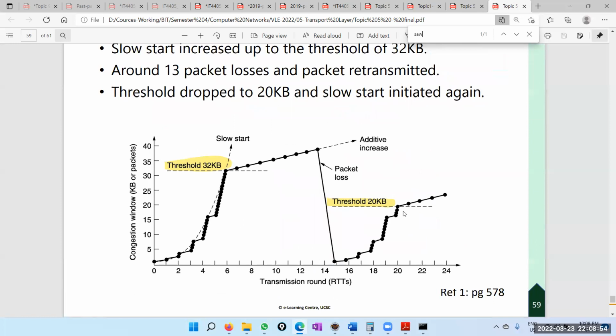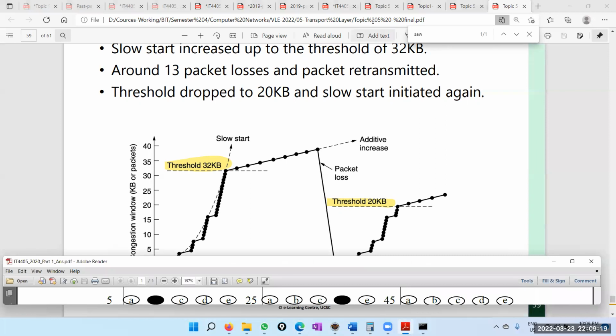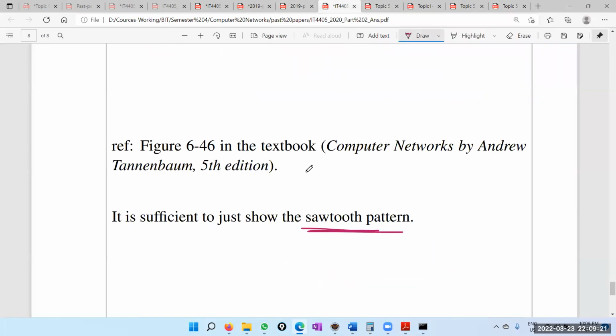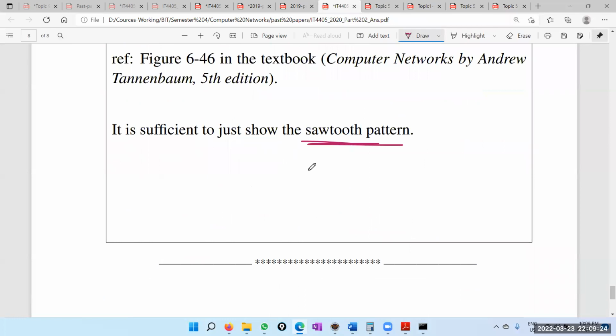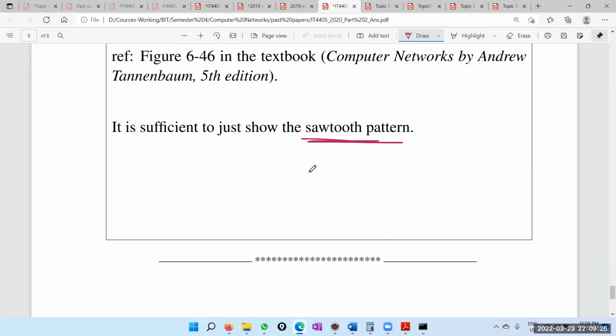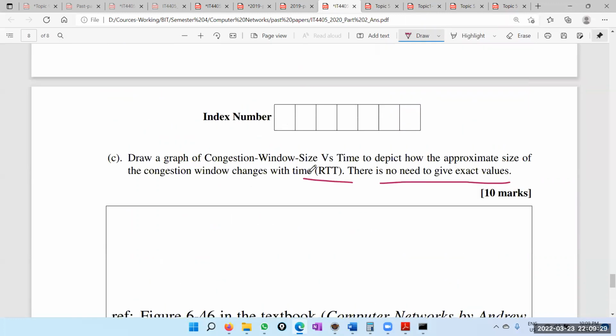So the idea is to use your bandwidth and resources at an optimum level, without wasting, and at the same time not being too aggressive without knowing the true capacity of the receiver. So it's sort of a guessing game. That is what they are expecting. They are saying that we don't need exact values, just the shape is needed. Okay, that's it.